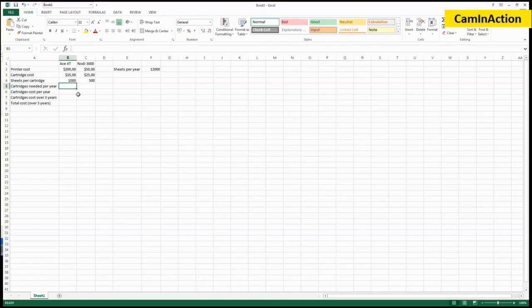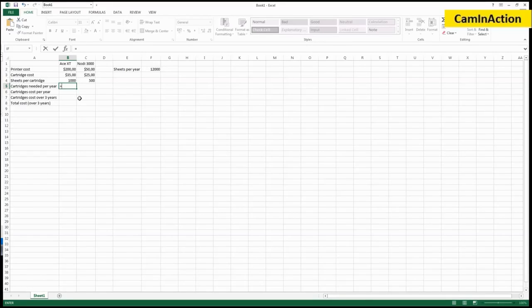So how will we start to count the cartridges needed per year? That's actually not hard, to be honest. We will simply start with the equal sign, and I will just remind you, as I have always done in our previous tutorials, never forget that each formula or function in Microsoft Excel should always start with the equal sign to be counted as a formula.